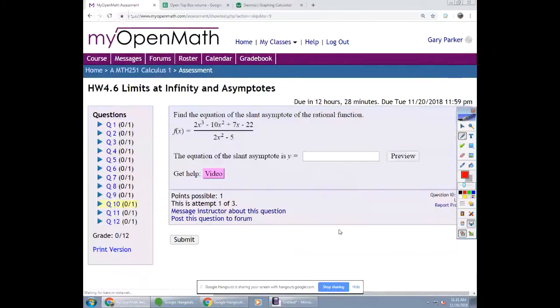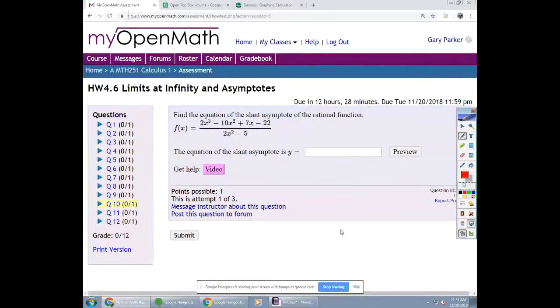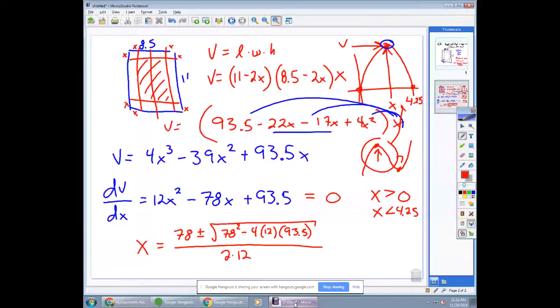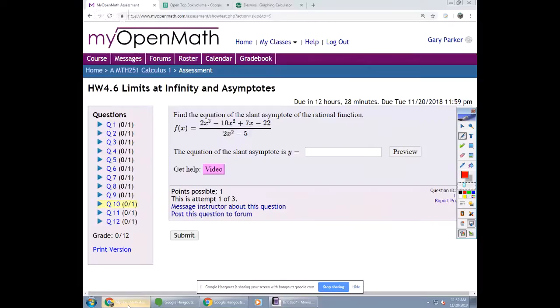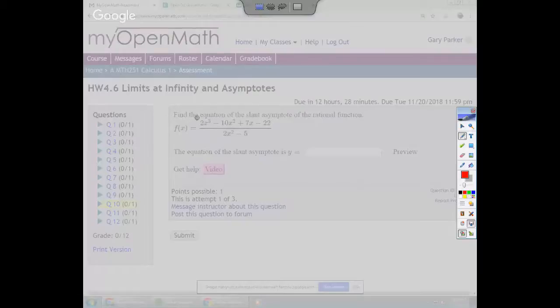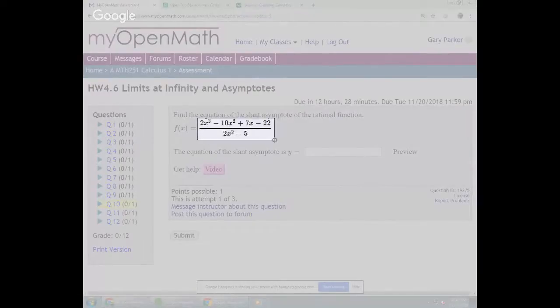Number 10. Okay, find the equation of the slant asymptote of this rational function. So here, we can't use synthetic division to find it because the denominator is a quadratic. Synthetic division only works if the denominator is linear. So we have to use regular long division on this. And division is the only way to find a slant asymptote. So let's copy this sucker.